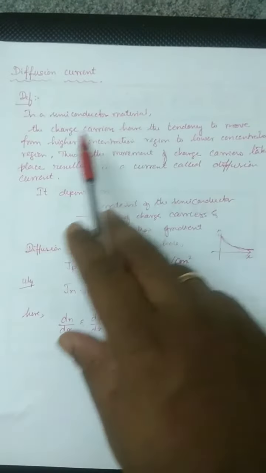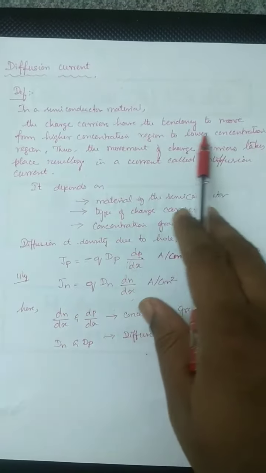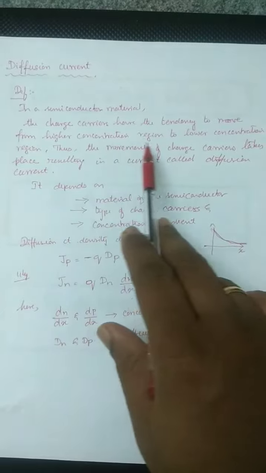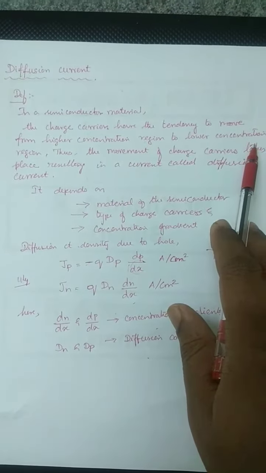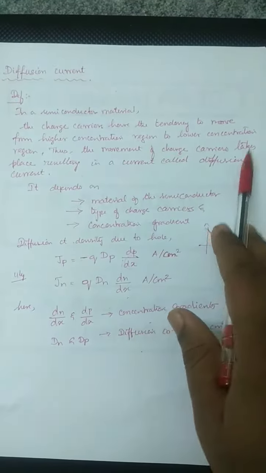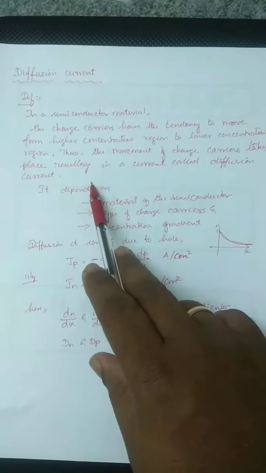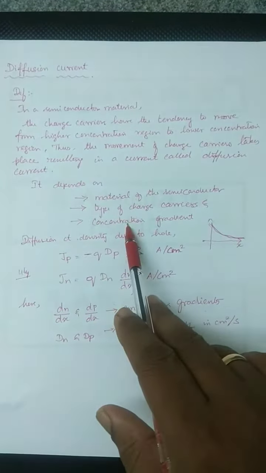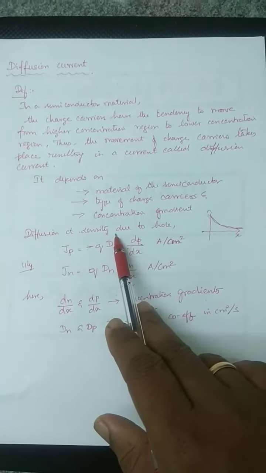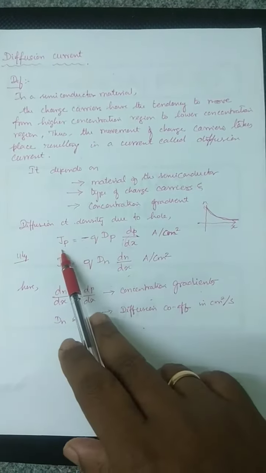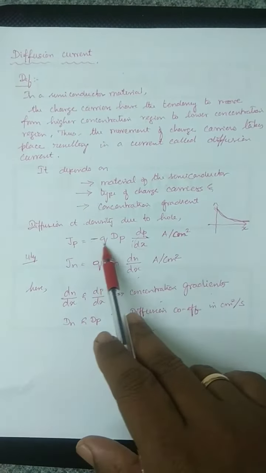In a semiconductor material, the charge carriers have the tendency to move from the higher concentration region to the lower concentration region. Thus, the movement of charge carriers takes place, resulting in a current called diffusion current. This diffusion current depends on three parameters: the material of the semiconductor, the type of the charge carriers, and the concentration gradient. Here the diffusion current density due to holes is represented as Jp = -q Dp dp/dx. Now I am going to tell you the reason why the minus sign is put.